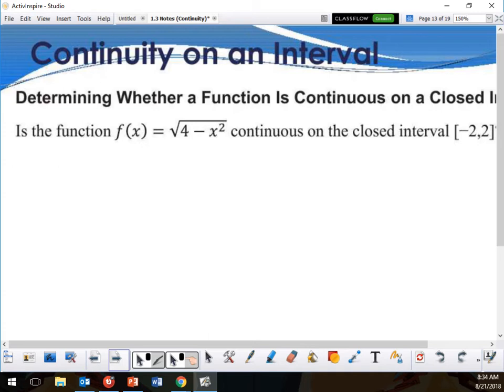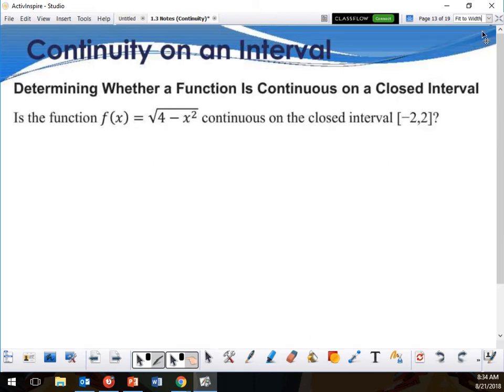Okay, so now I have to change this back to, there we go. Okay, so keep going here.